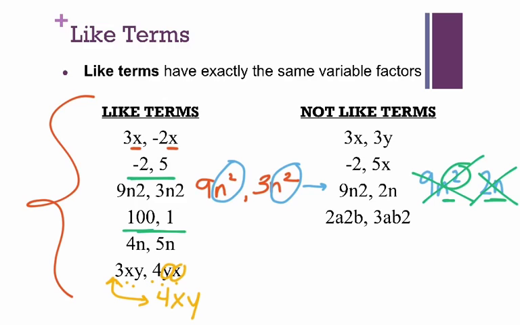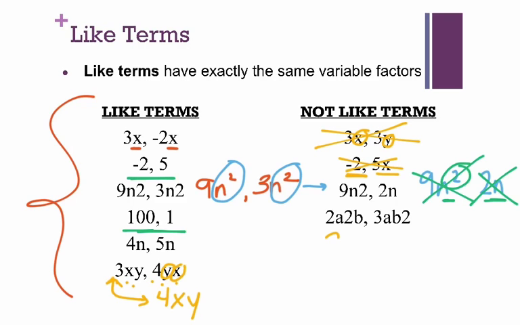Not like. Now, let's go through and look at why the rest of these are not like terms. So 3x and 3y. Sure, the numbers are the same, but that doesn't matter. The variables need to be the same, and they are not. So those are not like terms. In the next one, we have just a numerical or a constant value, and then we have 5x. There's no x in that first one. Those are not like terms.